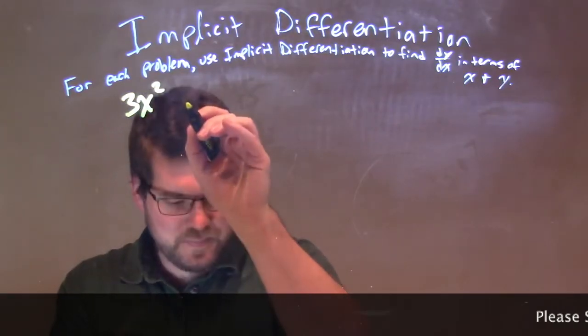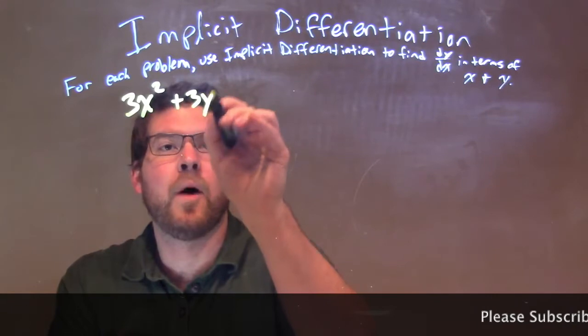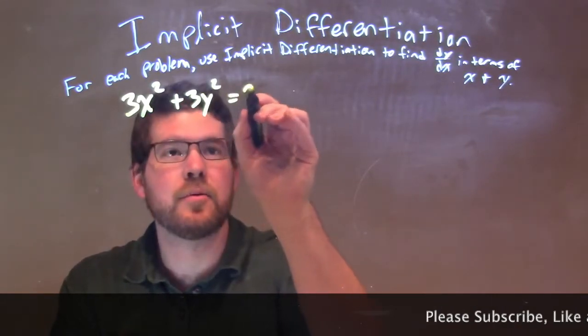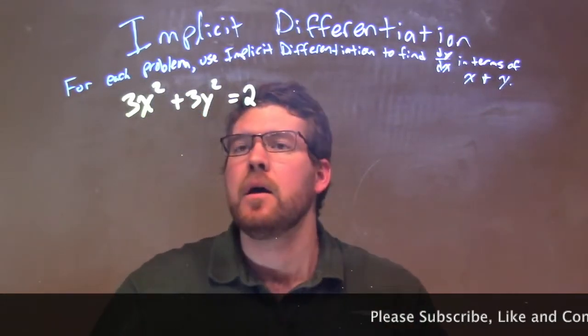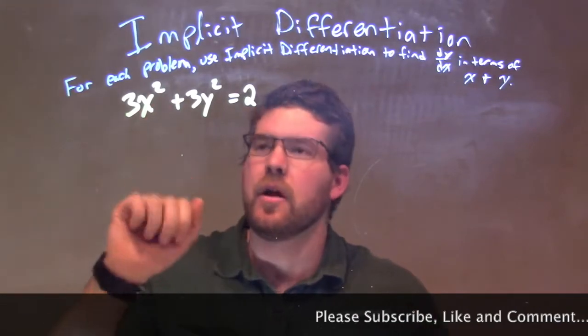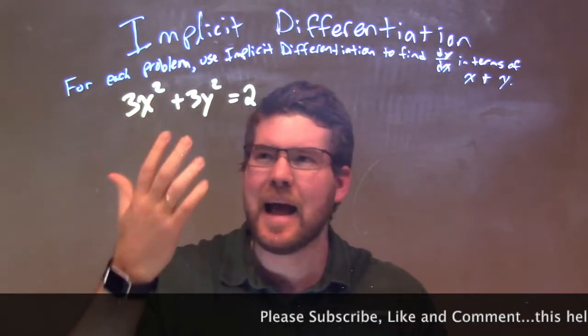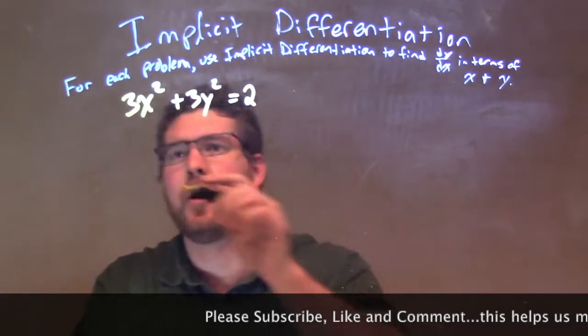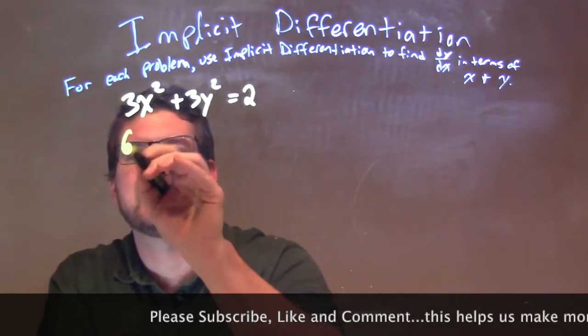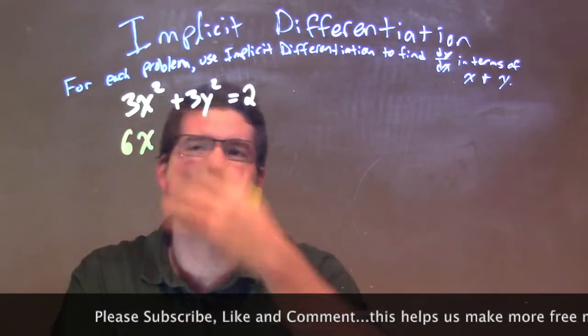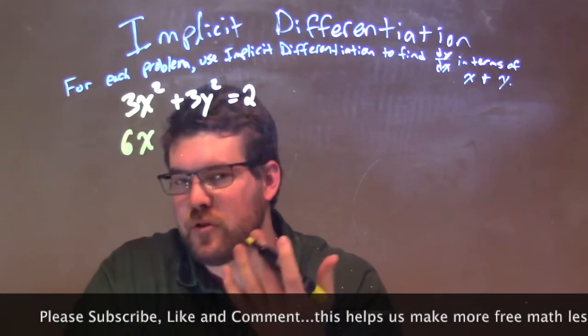3x squared plus 3y squared is equal to 2. Well, what I want to do is take the derivative here on the left-hand side. I'm going to treat x just like I normally would. Power rule, 2 comes down times 3 is 6, so 6x, subtract the exponent by 1, so it's 6x to the first power.